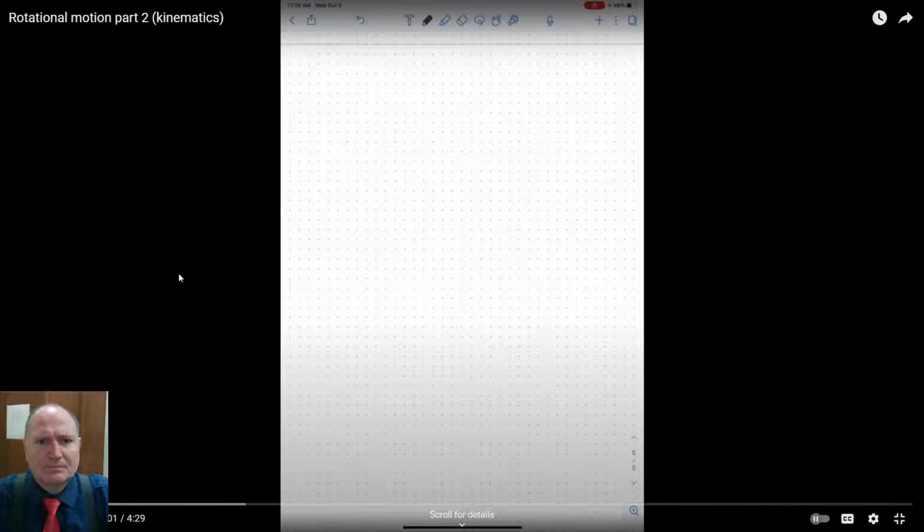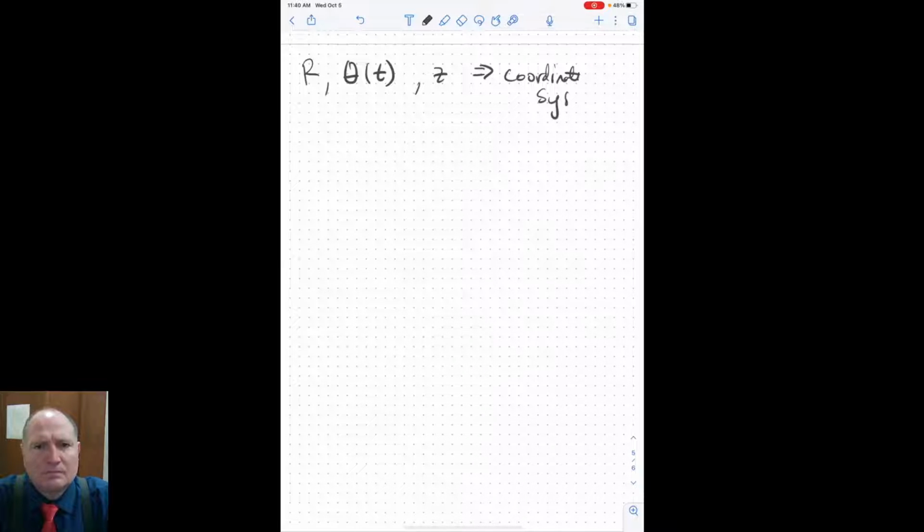Okay, so continuing our discussion of rotational kinematics, I'm going to talk about where the rotational kinematics equations come from. So we can think of having cylindrical coordinates here where we've got r, theta, and z as our coordinate system. And if we have simple rotational motion of a rigid body that's only undergoing rotational motion and is not translating.